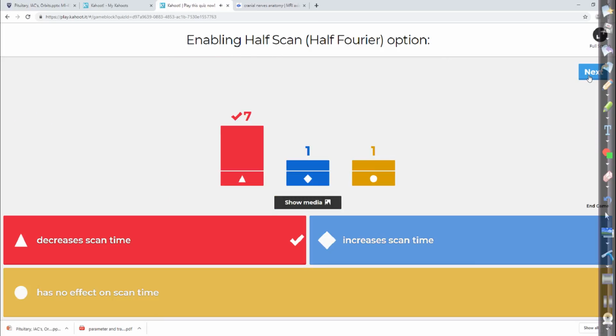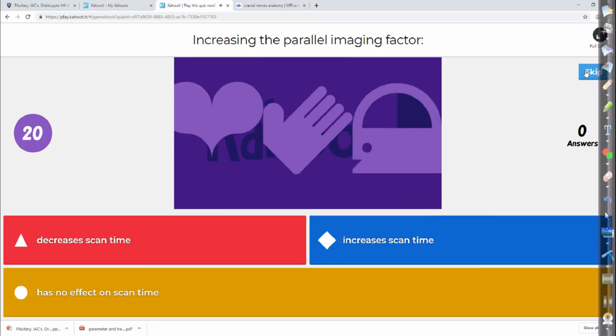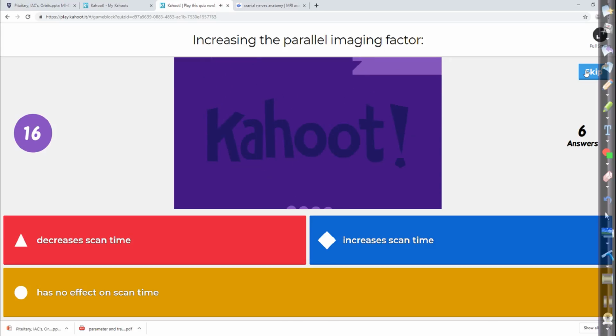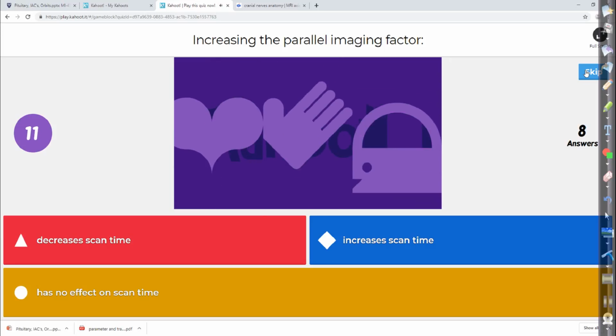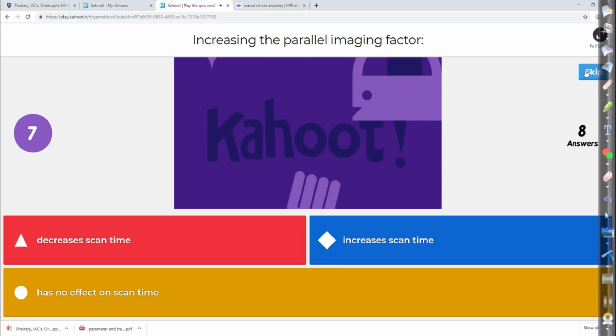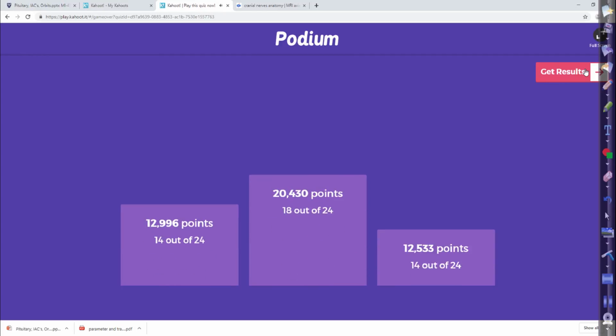Good. Remember, K space is symmetrical. Fill the top, we can just basically invert the data into the bottom half. You'll see this on your scanner as half Fourier. Just another way to fill K space. Decrease your scan time. Good.